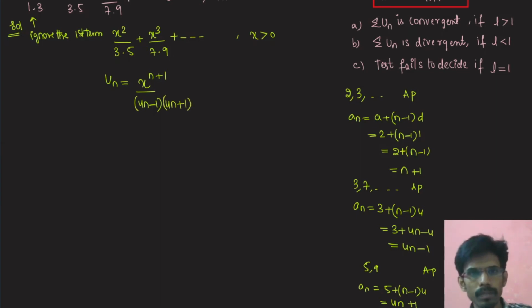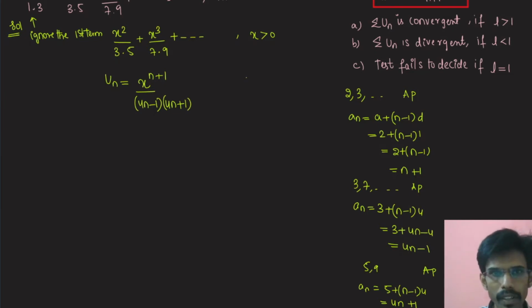Now if I put n equal to 1 in this Un, I'll get x power of 1 plus 1, that is 2, 4 into 1 minus 1 is 3, and 4 into 1 plus 1 will be 5, so I'm getting the first term. Now if I put n equal to 2, then I'll get x power of 3 upon 4 into 2 minus 1 will be 7, next 4 into 2 plus 1 is 9. So I'm getting all terms correctly. So my general term is correct.